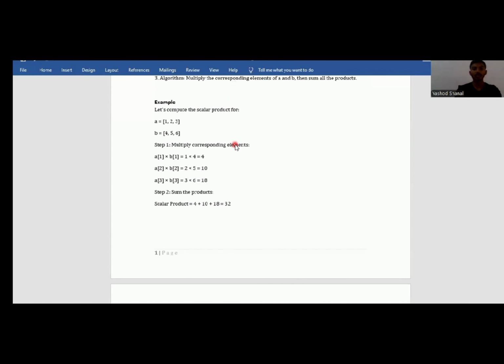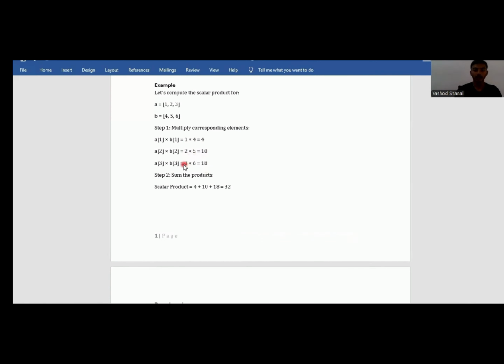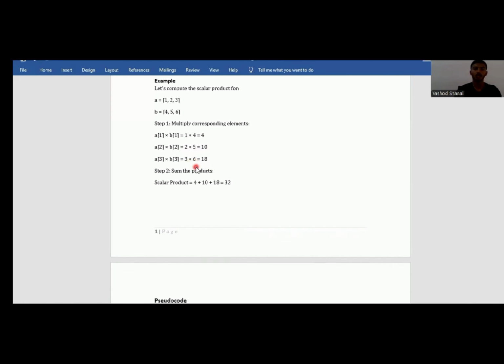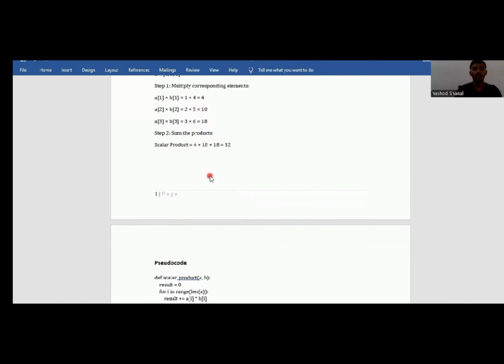Here's an example. Suppose A equals 1, 2, 3 and B equals 4, 5, 6. First we multiply the first elements. 1 by 4 equals 4, and then the second, 2 by 5 equals 10, and finally 3 by 6 equals 18. Then we can collect the results in a set, and adding these together gives us 32, which is the scalar product of A and B.